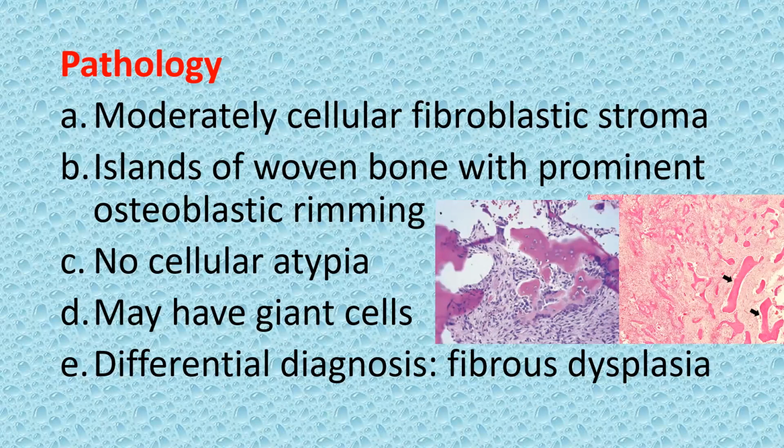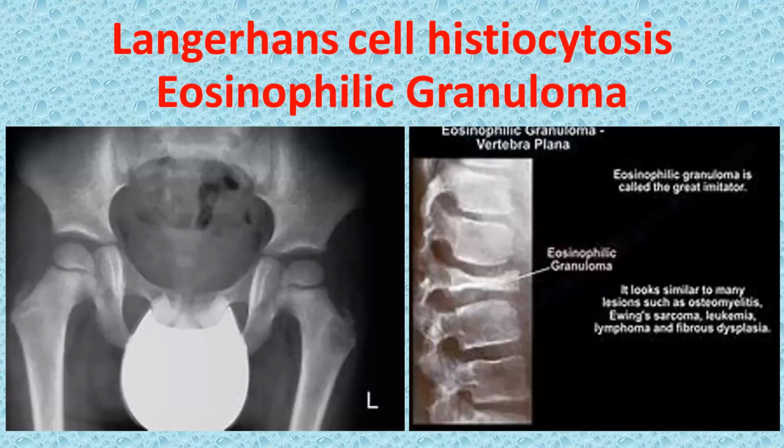Now we come to the dangerous lesion. It can copy all bones, and it can be confusing. And this is eosinophilic granuloma. If you look over here, you can see lesions in the pelvis, in the greater trochanter also, and this is typically an eosinophilic granuloma. If you look at the right-hand slide, you see a silver dollar sign, which is typical of an eosinophilic granuloma in a child.